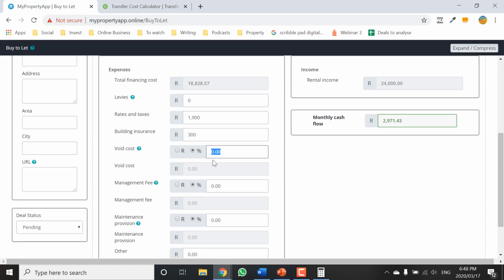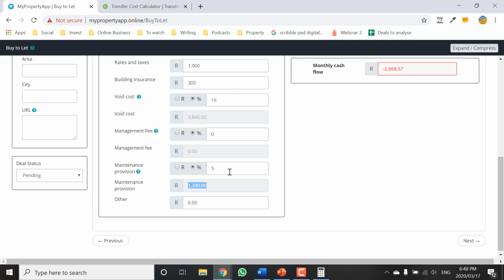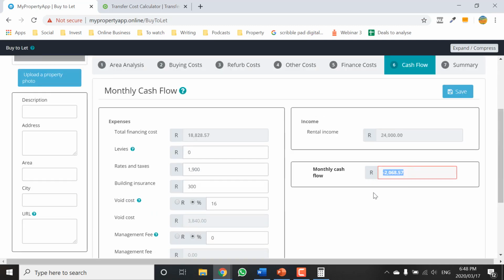Okay, now void costs. What are you thinking? How often is this property going to be vacant? For students, you're probably looking at about 2 months a year. Which is what percent? 16%. Let's say 20%. Okay, management. Are you planning to manage this yourself? Yeah. Cool. Maintenance. I'm going to put a 5% maintenance charge because it seems like you'll be managing it yourself. You'll make sure that it's clean and well looked after. Assuming that, the cash flow is sitting here at minus 2,000 Rand.